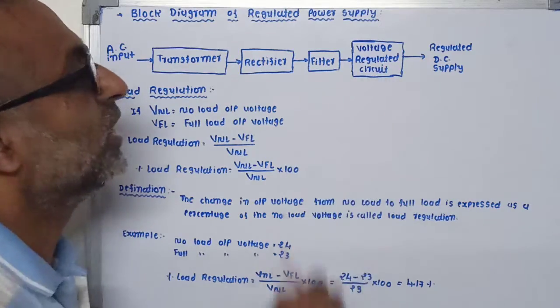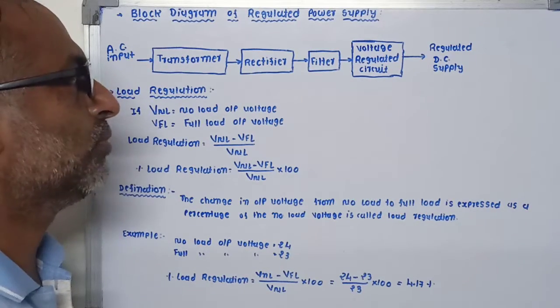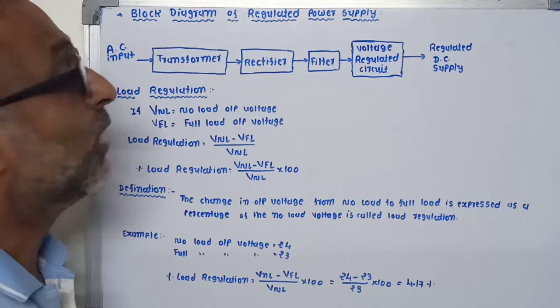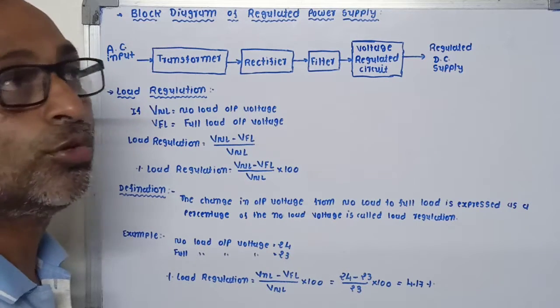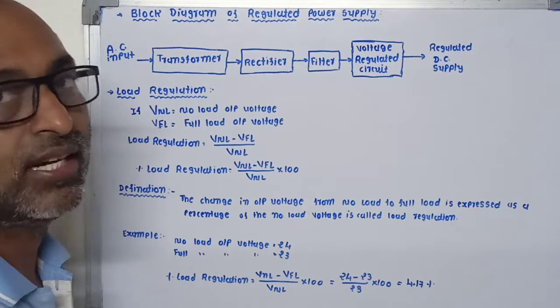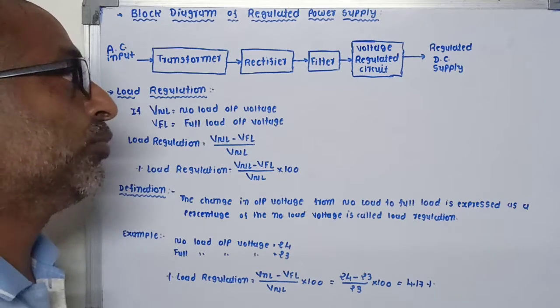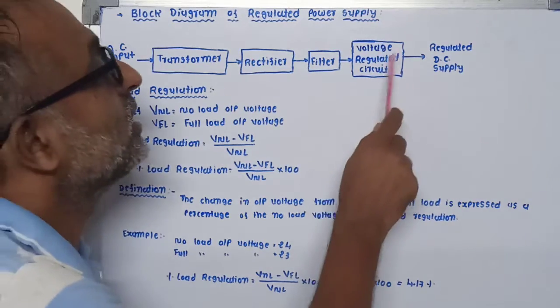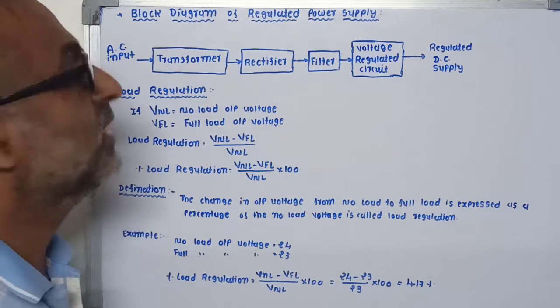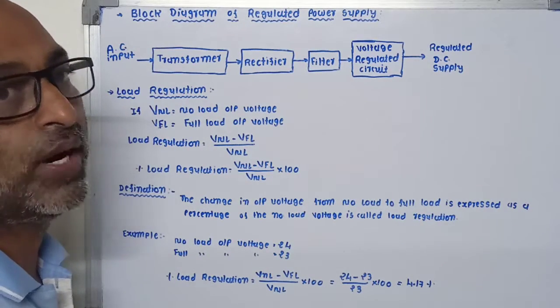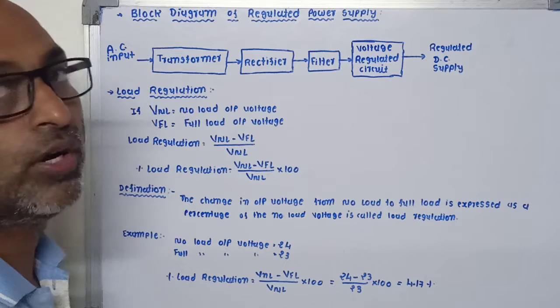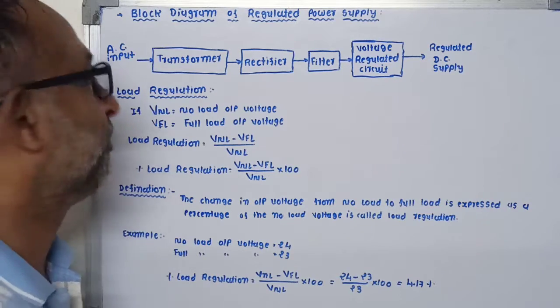Next, voltage regulator circuit. The output voltage of this rectifier changes due to the change in input voltage and the change in load current. In such cases, to maintain the output voltage constant, a voltage regulator circuit is used. It also provides protection against overload and short circuit.